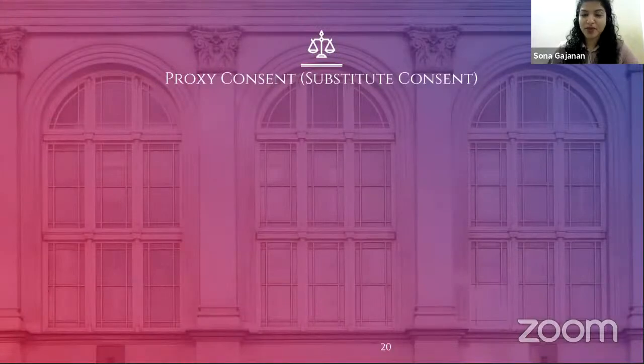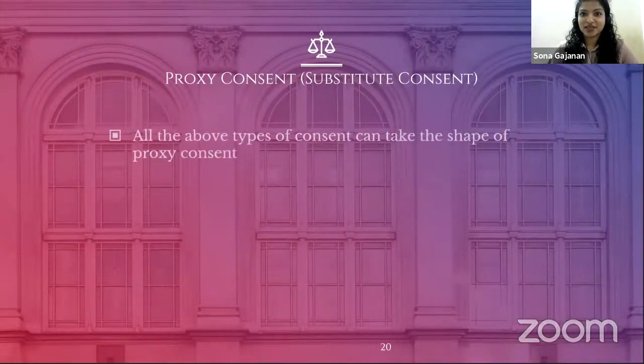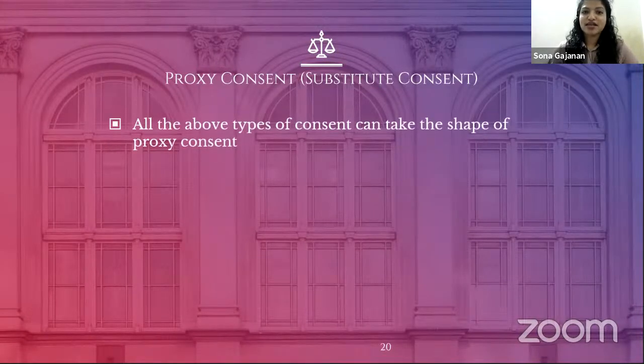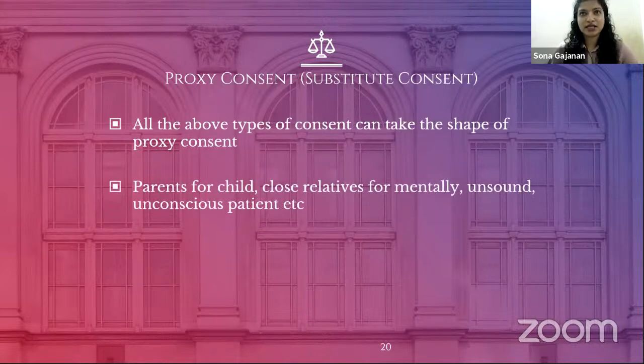Coming to the fourth type, the proxy consent or the substitute consent. All the above types of consent can take the shape of a proxy consent. So basically here the parents of children, or close relatives for mentally unsound and unconscious patients, can give consent in their place.